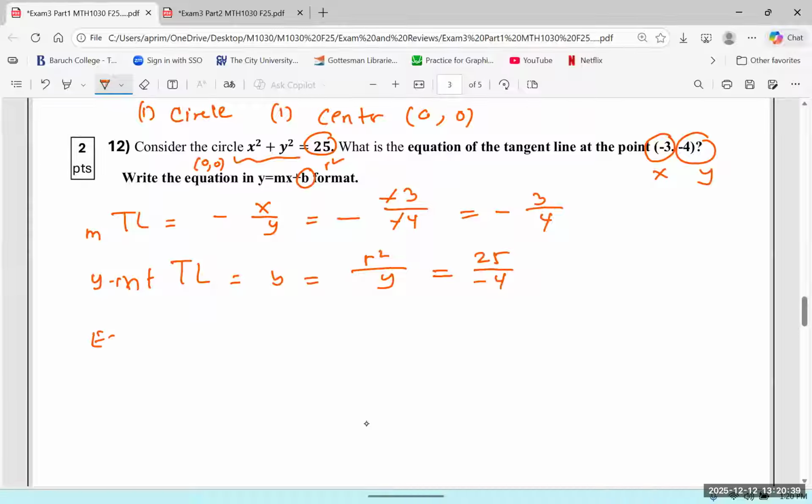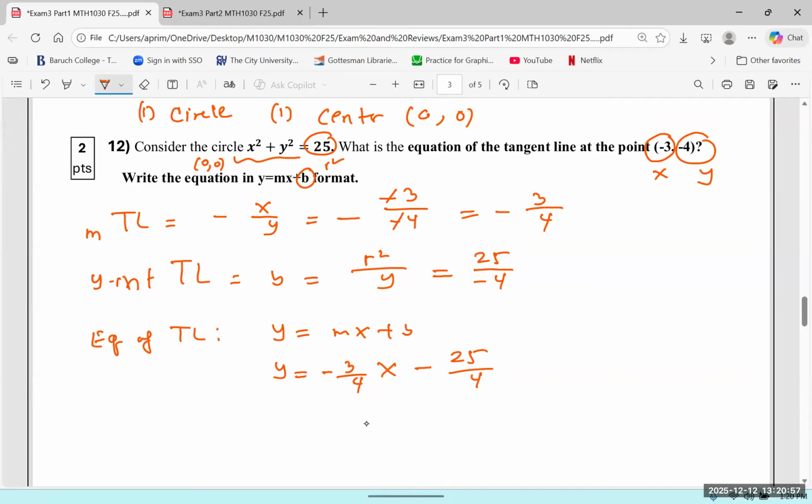So the equation of the tangent line is y equals mx plus b. So all you have to do is put your m, -3 over 4, and put your b, -25 over 4. That's it.